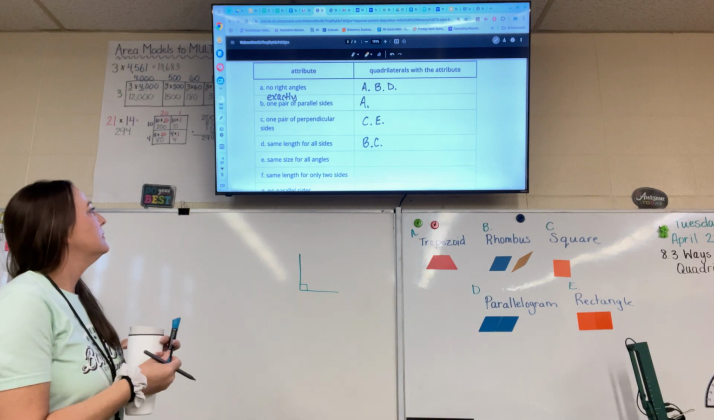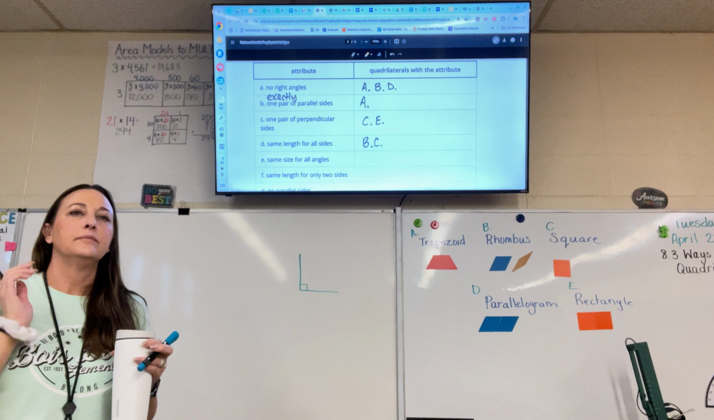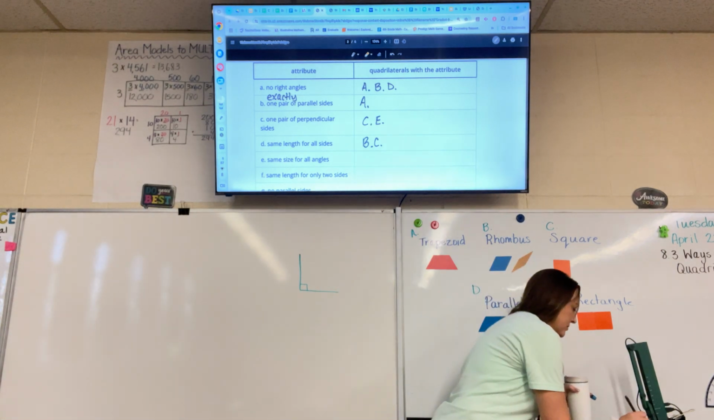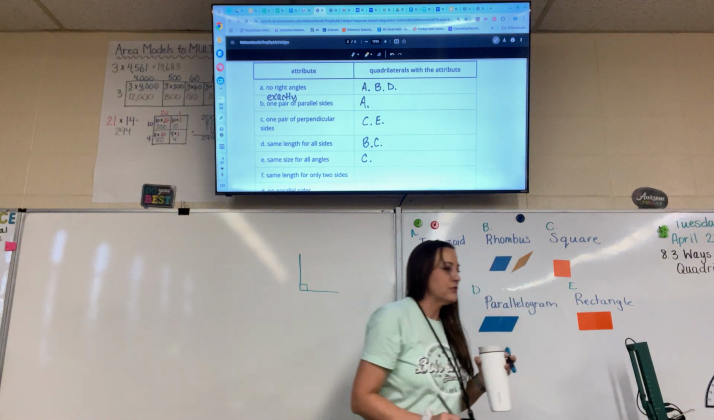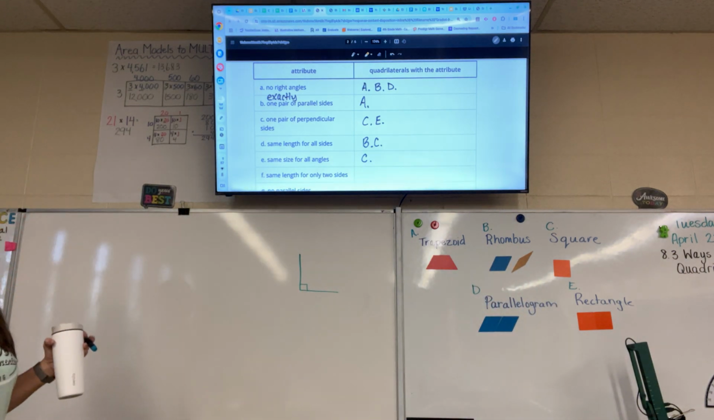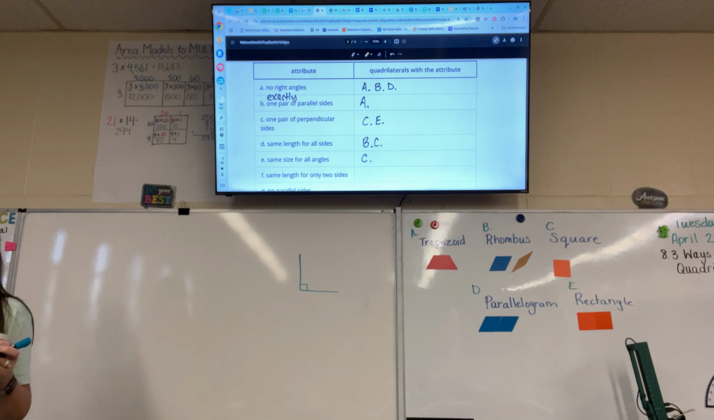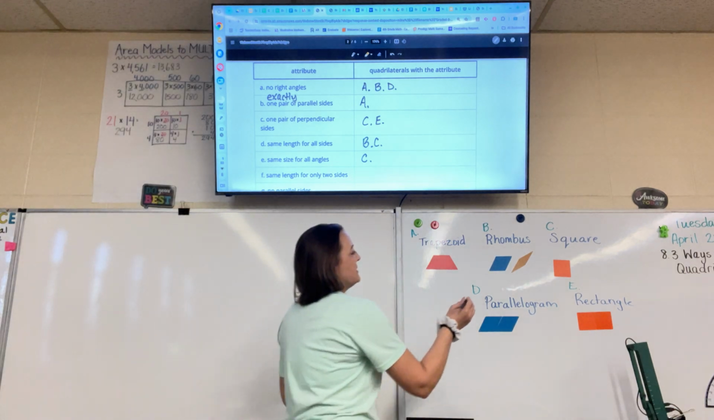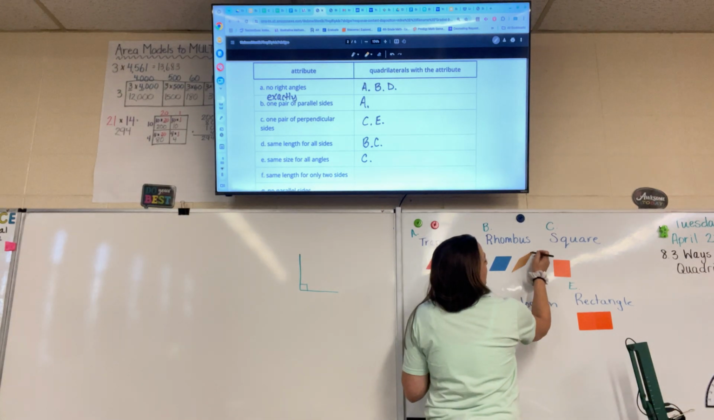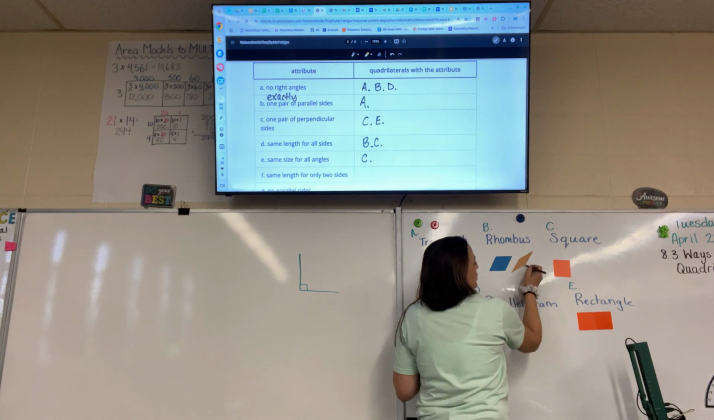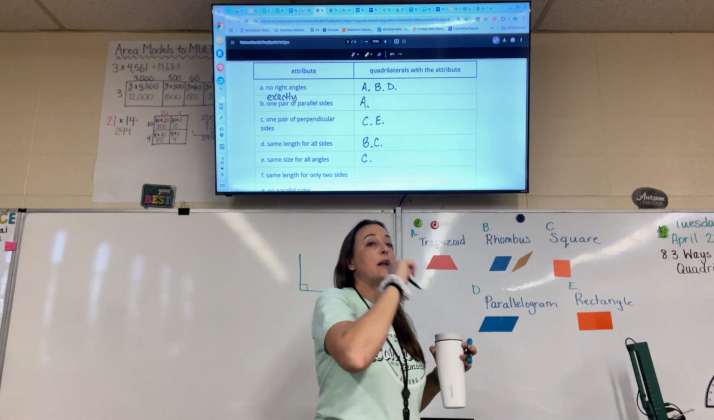Lily? Same size for all angles. Square. Square has the same size for all angles. We're going to write C for square, and there's one more figure that has the same size angles all the way through. Athena? Rhombus. No. Not a rhombus, because see how the rhombus, Athena, these are the acute angles, and these are big wide obtuse angles. So it wouldn't be the same in all four.